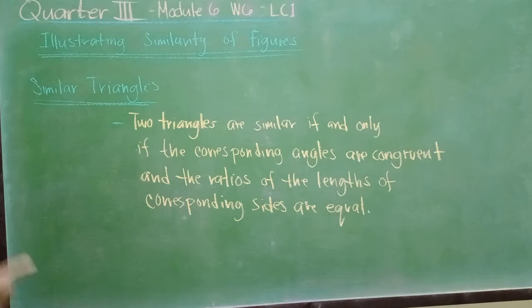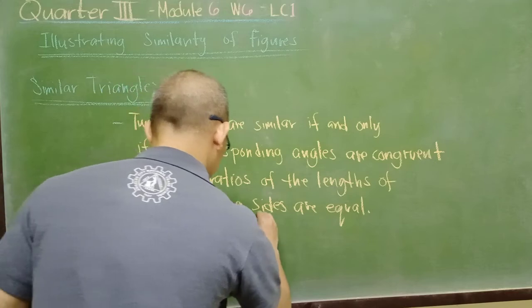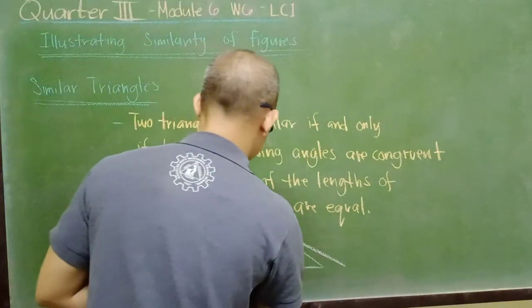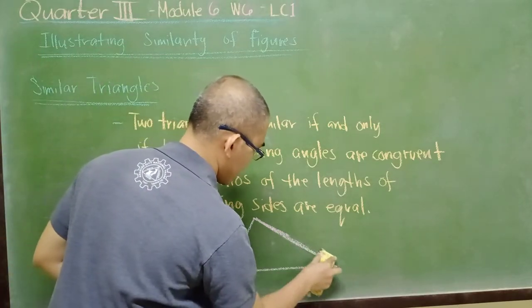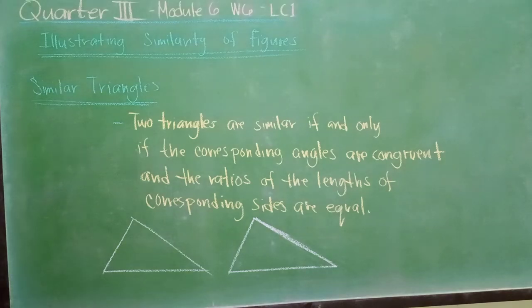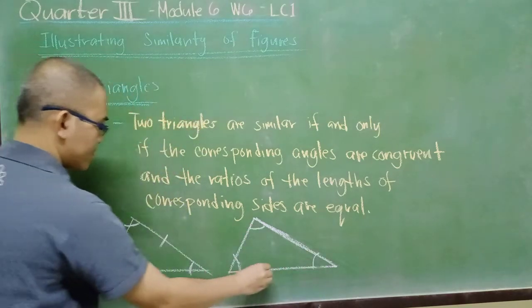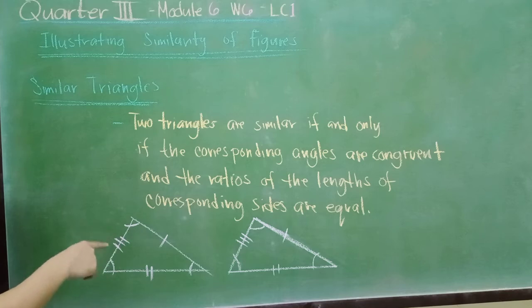Iba yung congruent triangles sa similar triangles. Sa congruent triangles, halimbawa, meron kang 3 angles, 3 corresponding angles, tsaka 3 corresponding sides. So meron kang 6 corresponding parts na dapat equal or congruent or parehas ng sukat. Yun ang sinasabi niya sa mga congruent triangles. So ito yung example ng congruent.